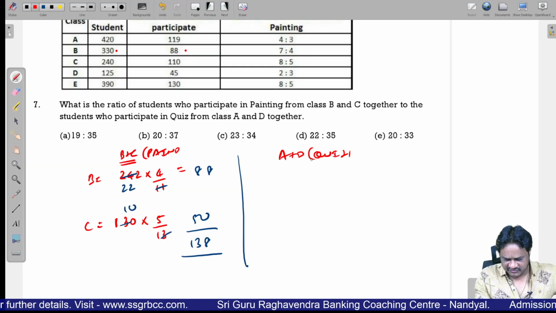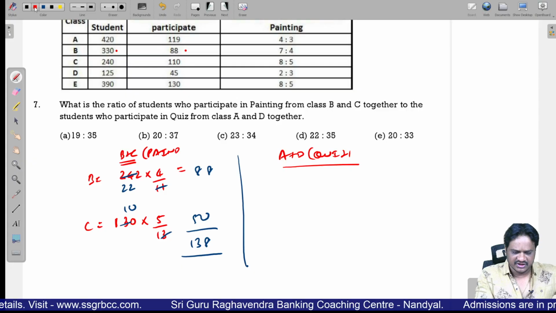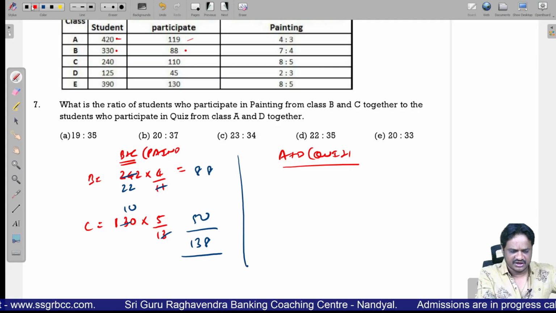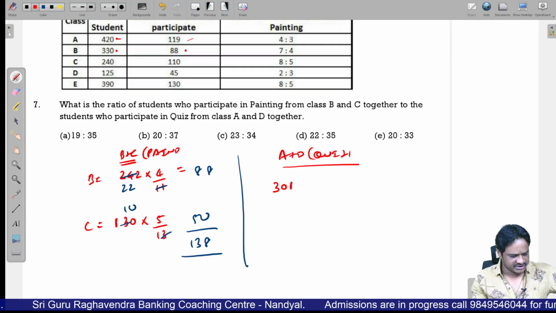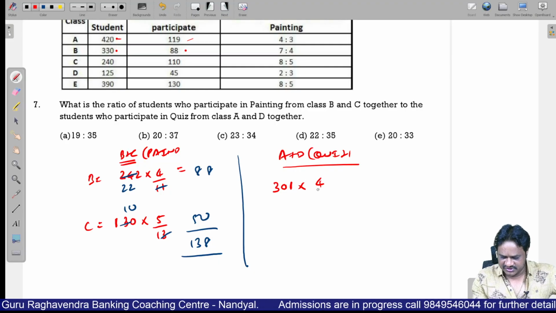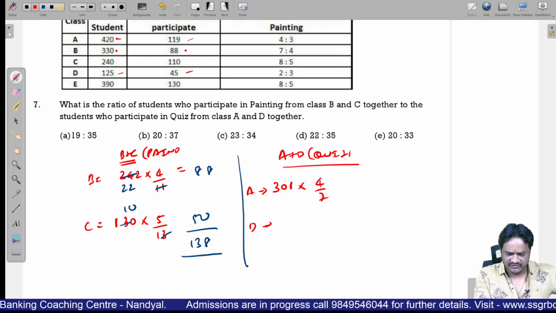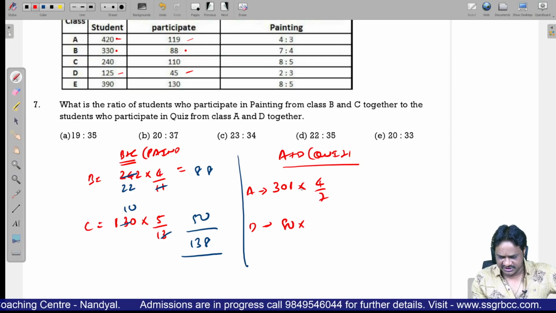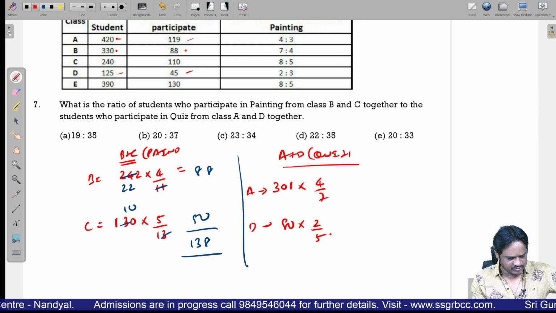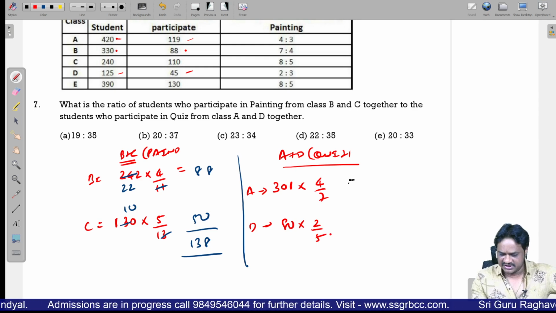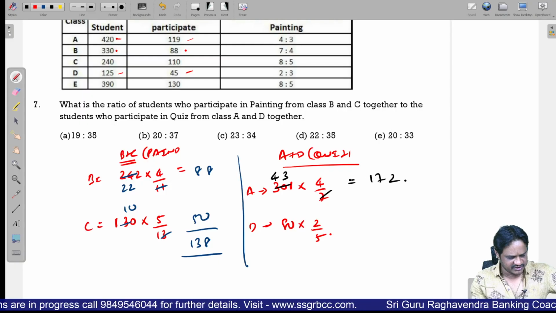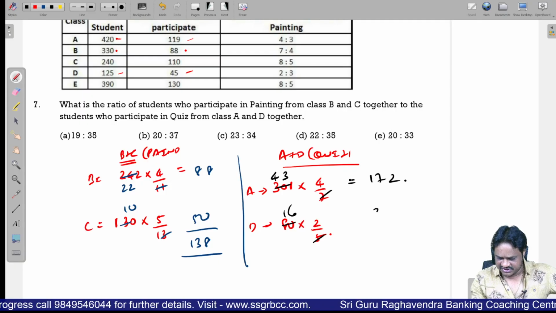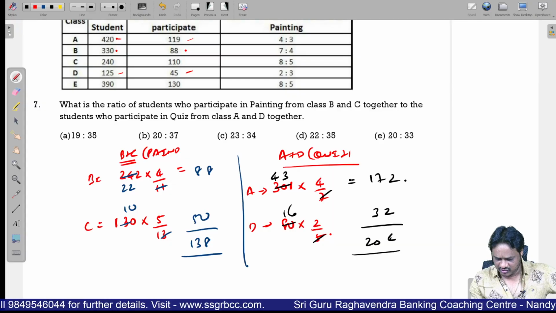Then A and D quiz. A plus D quiz value. First of all, A. Out of 420, 119 are not participating. So, how many are participating? 301. In this, we want quiz. So, it is 4 by 7. That is A. Come to D. Out of 125, 45 not participating. So, it is 80. In this quiz means 2 by 5. Let us do the calculation. 7 fours, 28, 7 threes, it is 172. 5 ones, 5 16, it is 32. So total we will get 204.